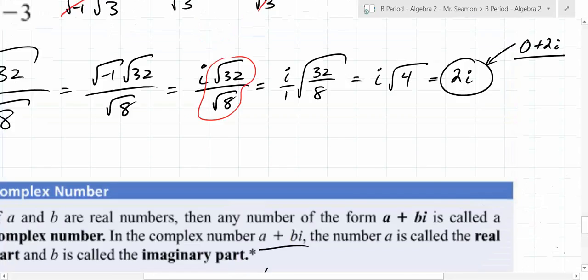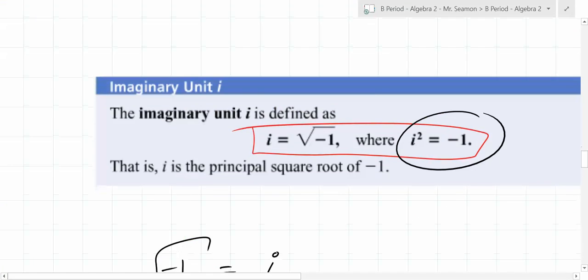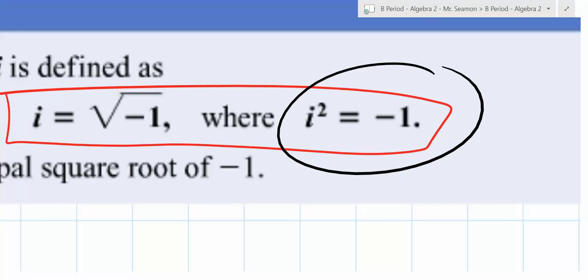Go back to this. You have to remember this block right here. What is i squared equal to? That's really the only new thing that you have today.